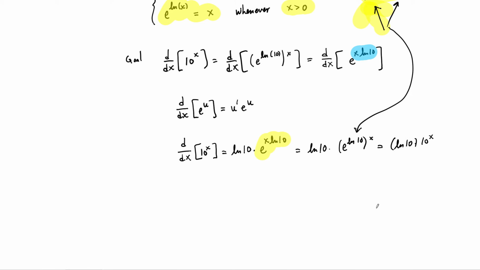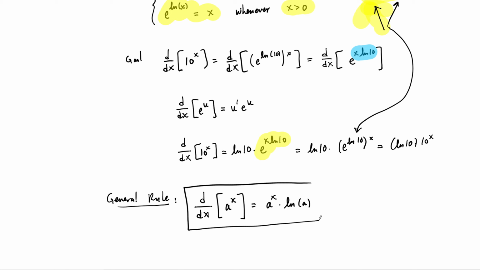All right, so can we get a general rule then? General rule. Well, of course, for any acceptable base, the derivative of a to the power x is just going to be itself times ln of the base, natural log of the base. The same rules have to apply for this base that we've talked about all along. So this is true for a bigger than 0 but not equal to 1.